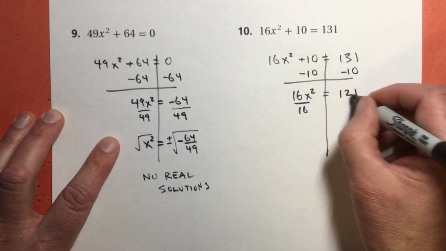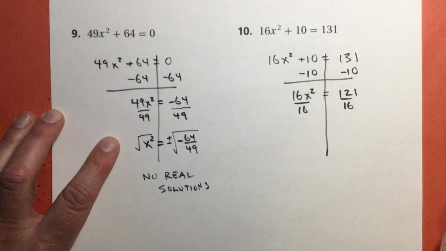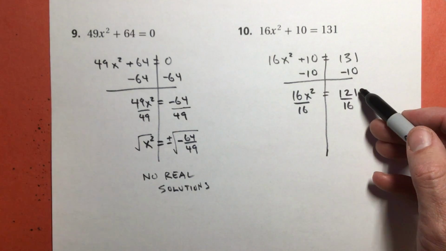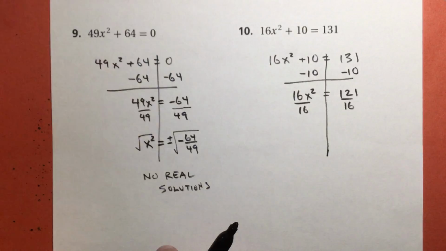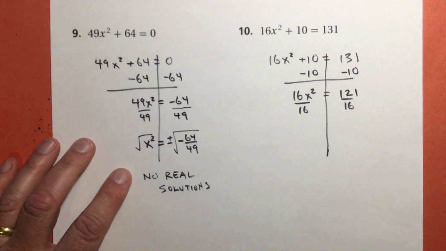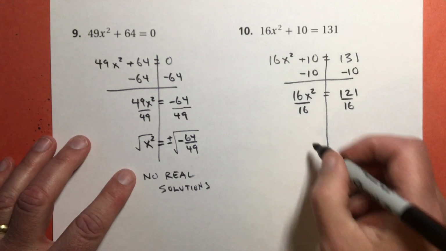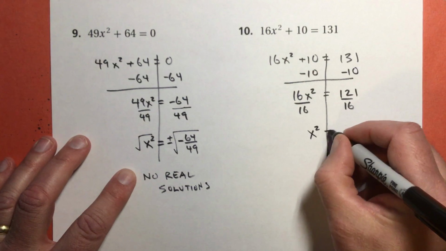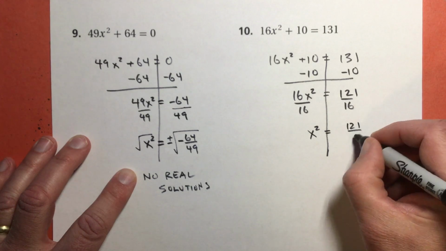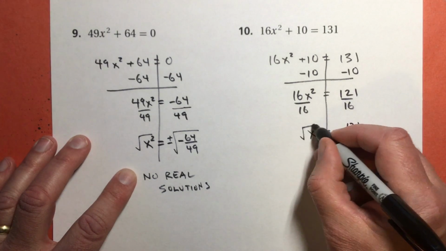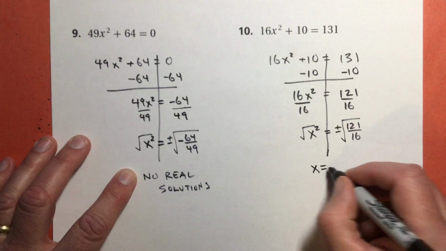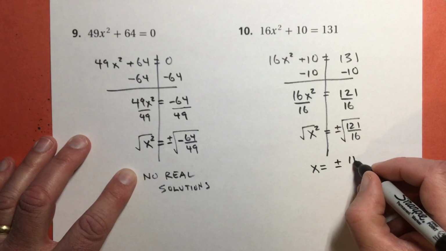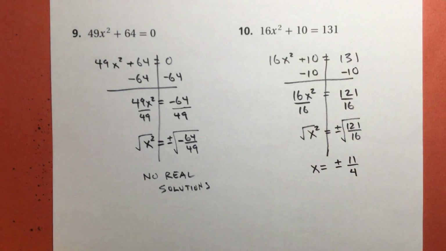Now I'm going to divide. And again, 121 and 16 are both perfect squares, so I don't want to grab a calculator and change this into a decimal. I get x to the second power equals 121 over 16. Take the square root. Don't forget I get 2 of them. And I get x equals 11 over 4. And you can leave it 11 over 4. That's perfectly okay.